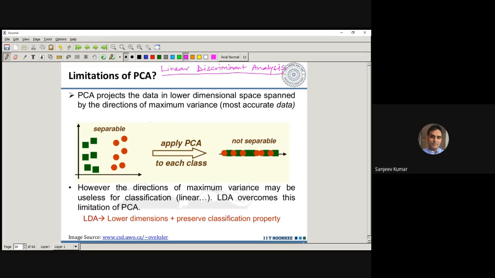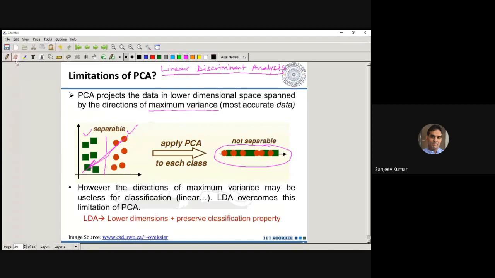PCA projects the data into a lower dimensional space spanned by the directions of maximum variance. For example, if you have this data coming from two classes, class 1 given by green squares and class 2 by red circles, you apply PCA, what will happen? It will find a direction of maximum variance, whatever that direction is, and project onto it, and you will get this kind of mixed cluster.